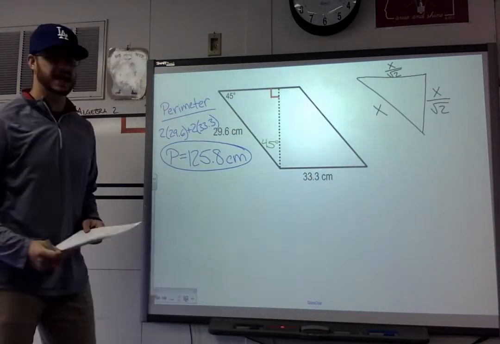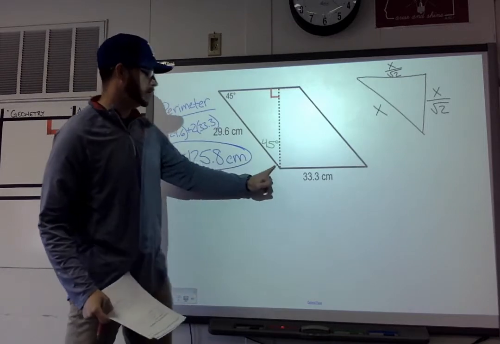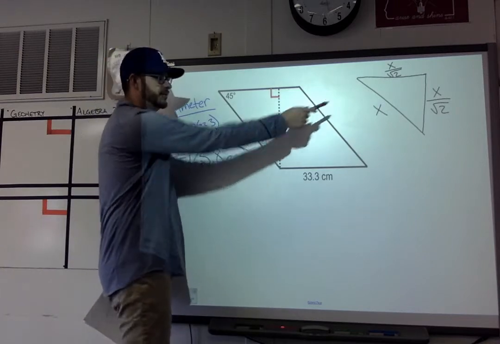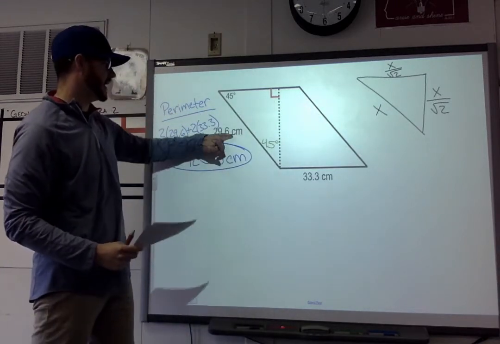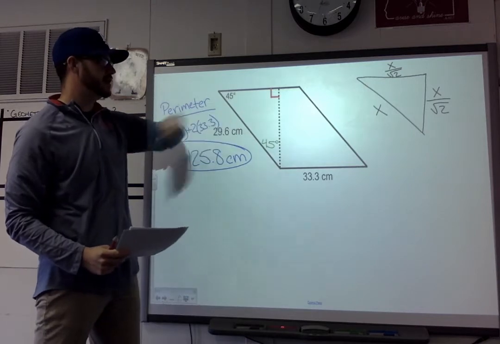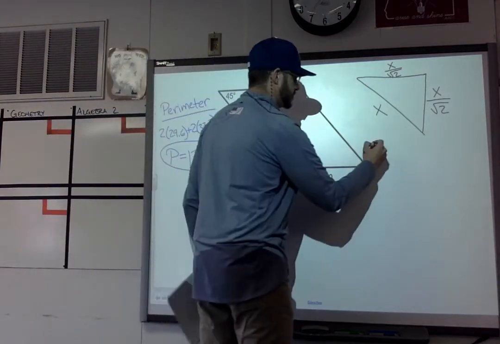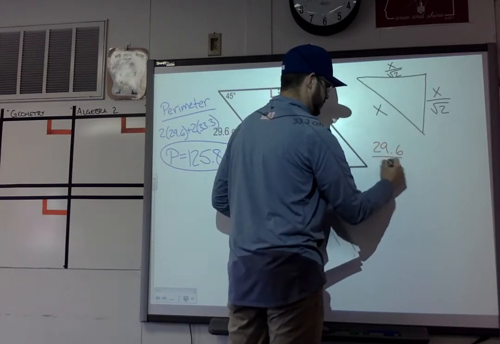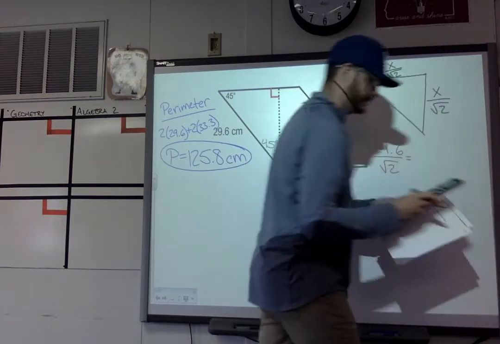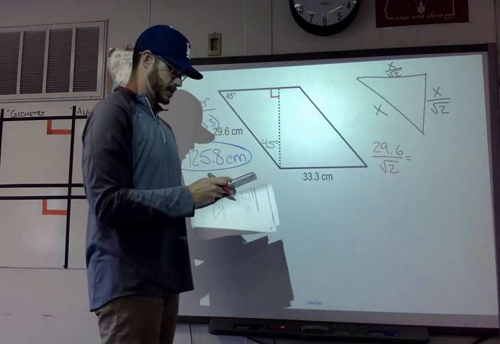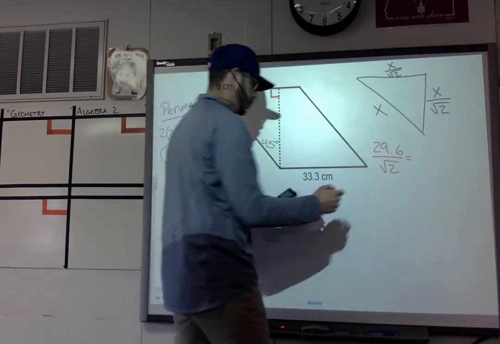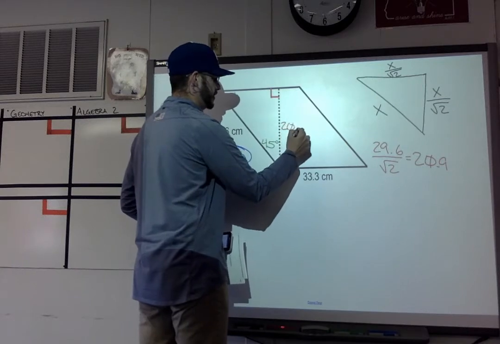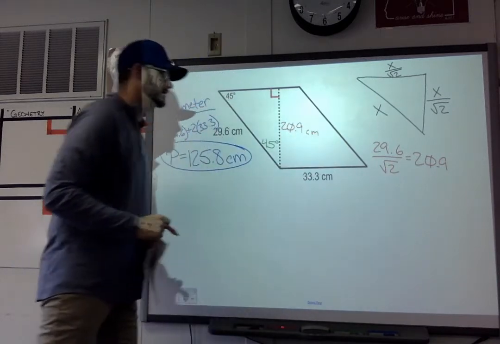Now we need to find the area. In order to find the area, again, we have the base. We need to know what the height of the figure is. And the height of the figure, like we talked about over there, is going to be x, or the length of the hypotenuse, over the square root of 2. So in this case, that will be 29.6 over the square root of 2, which gives us 20.9. So the height of our figure is 20.9 centimeters.